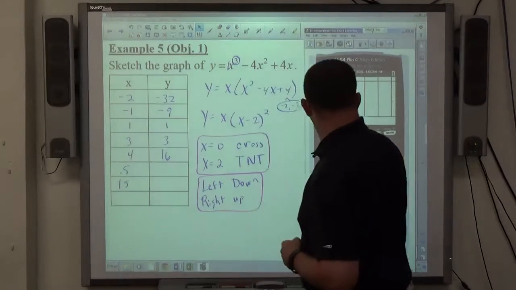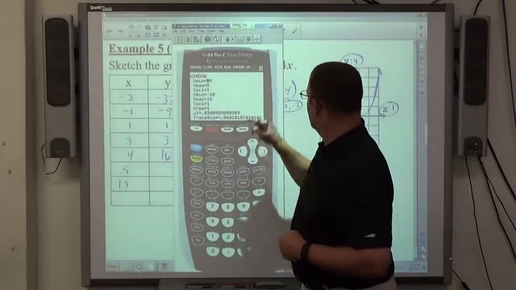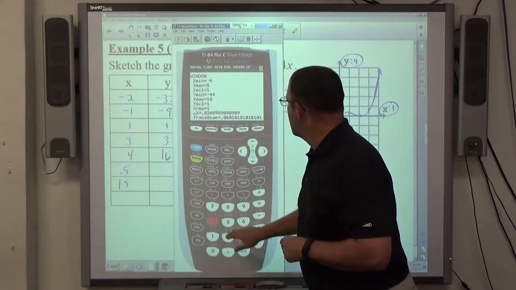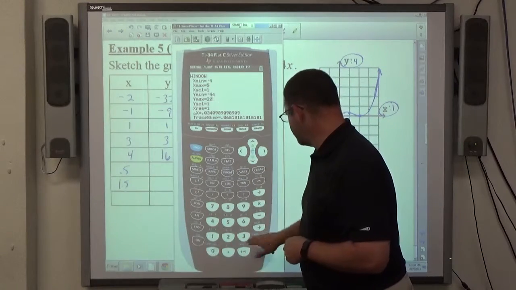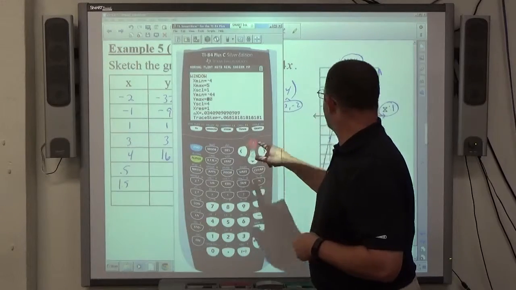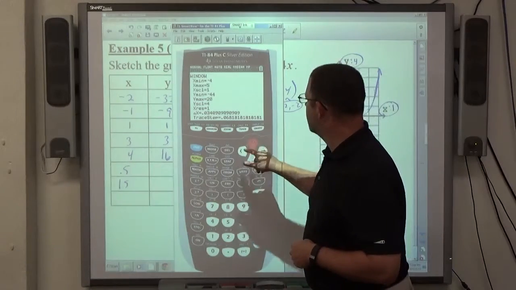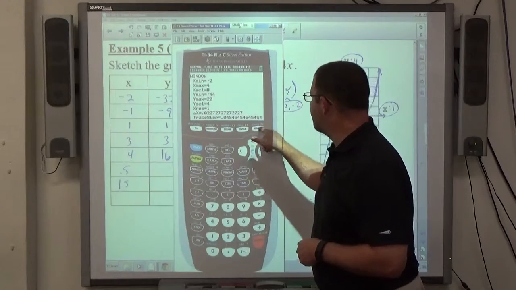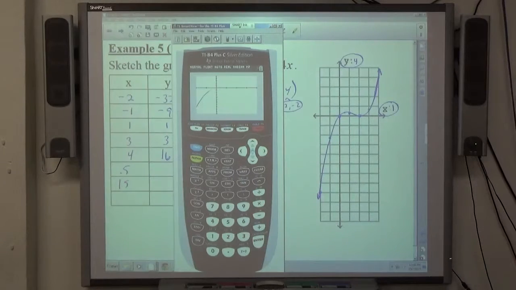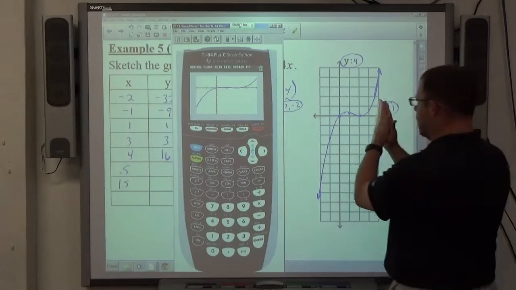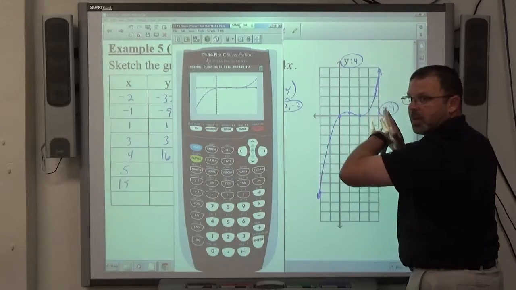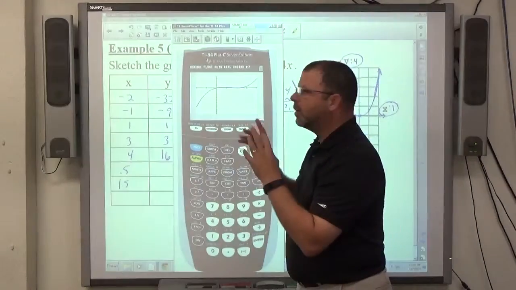So let me set a window here. Y first went from negative 44 up to 20. We used a 4 scale. And then the x min and max negative 2 up to 4 with a 1 scale. Hit graph, and we should see our graph. Now, notice it doesn't look exactly the same because it's skewed. Here, our rectangle's a lot taller than it is wide. That one's more wide than it is tall, right? So you got to account for that, all right?